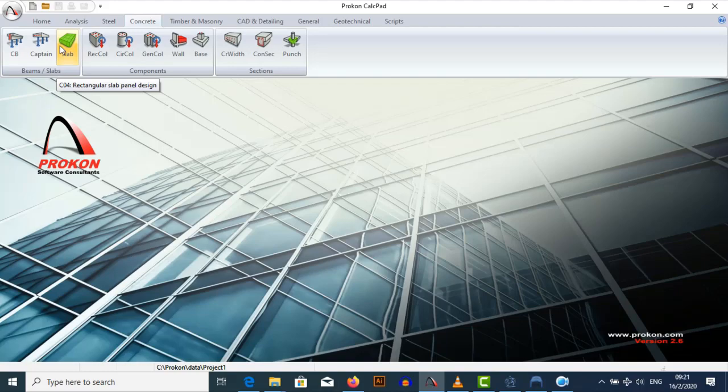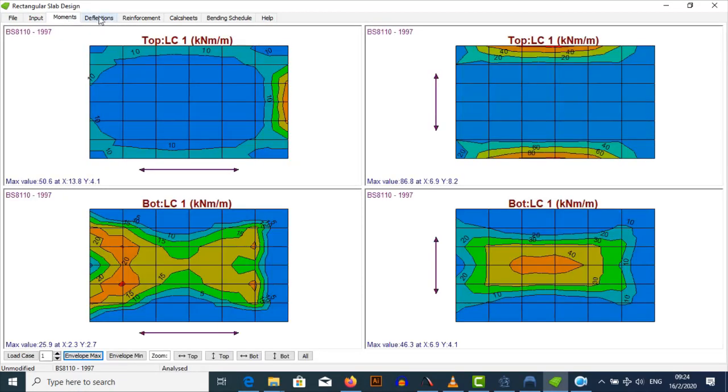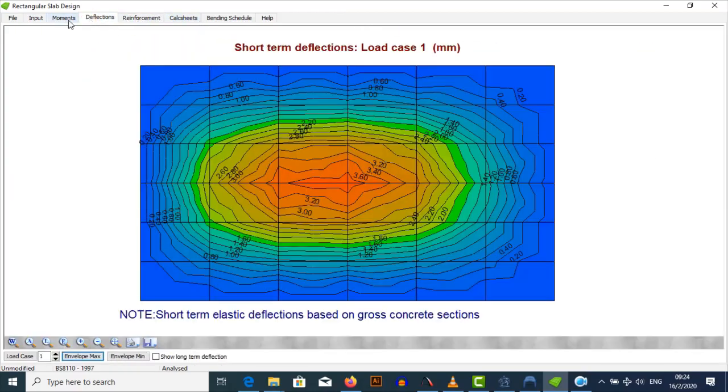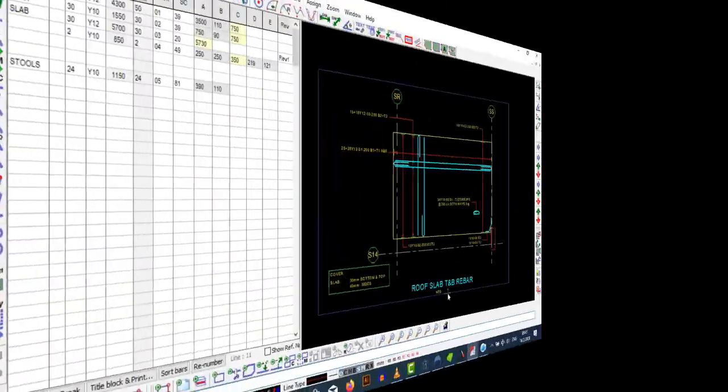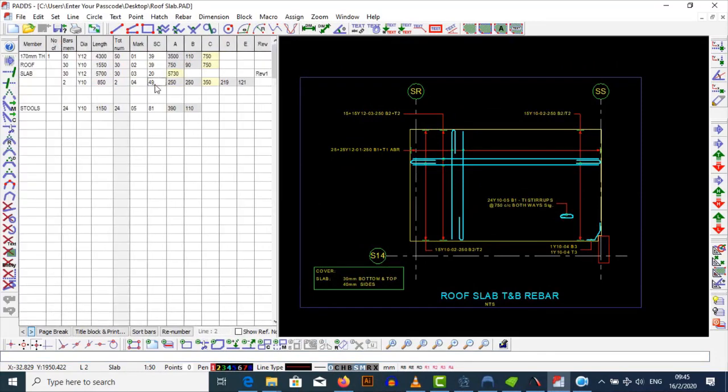We will kickstart that with a tour of the interface so that you can understand what the software will be asking you and what you will need to do when using the software. And then after doing that, I'm going to show you how to interpret the resulting moment, deflection and reinforcement diagrams that are going to be generated. Then we're going to look at the bending mode schedules and detailing of a slab in pads.